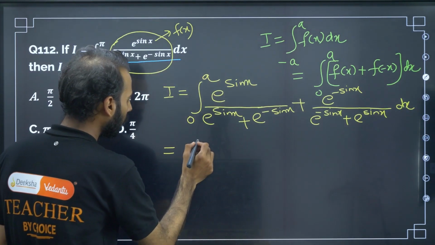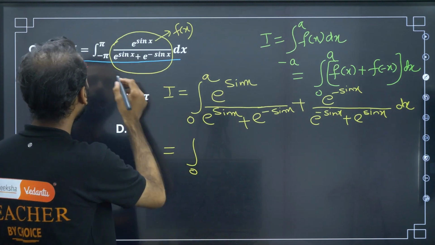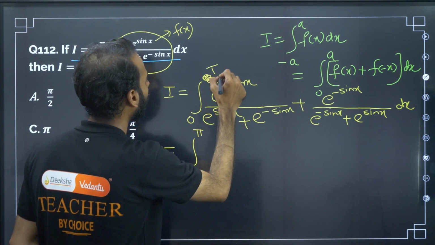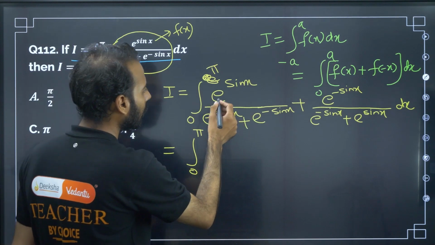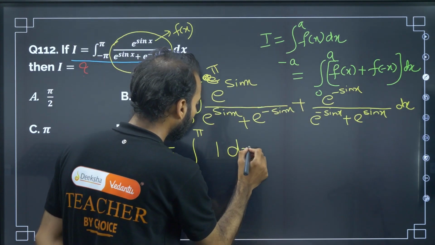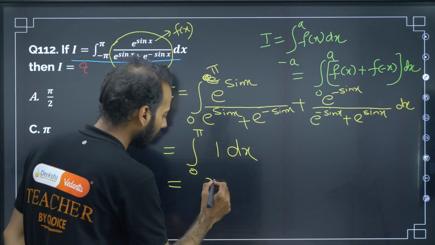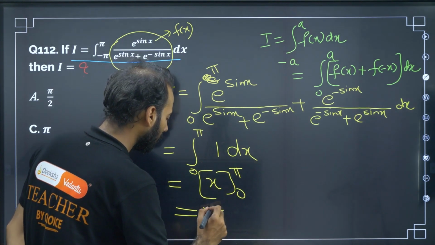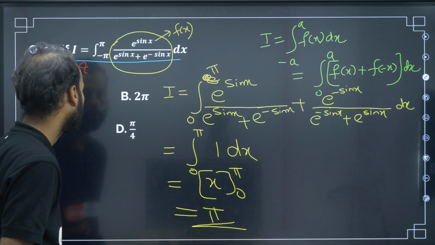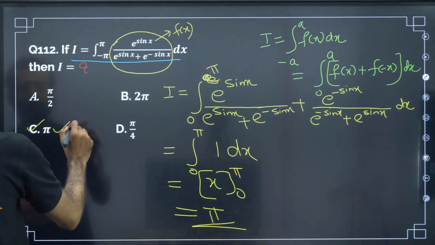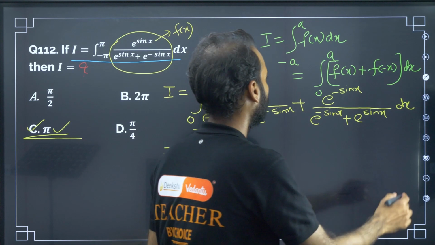Now 0 to a, here a is pi, don't write a, 0 to pi. This sin x plus 1 by sin x, if you take here you will get 1 dx. Integration of 1 is x, from 0 to pi. So this is pi. Pi is the answer. Where is the answer? C is the answer. Moving on to the next question.